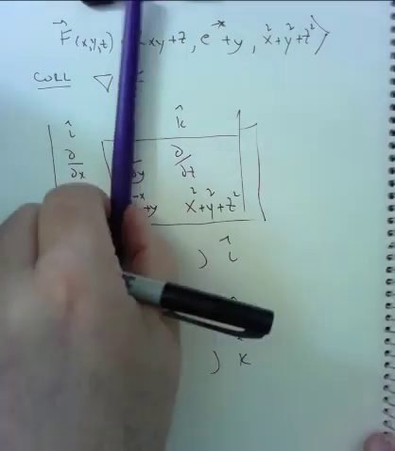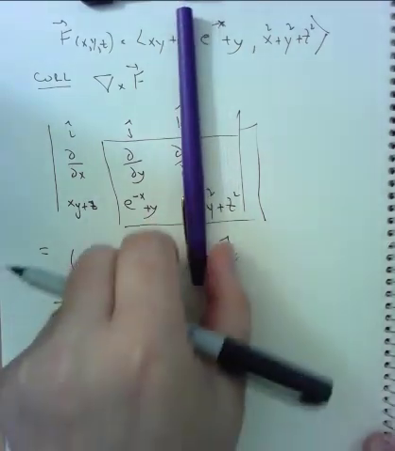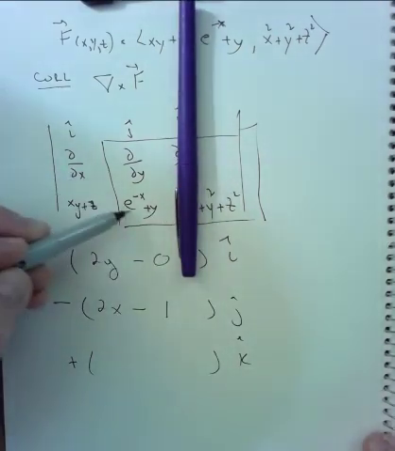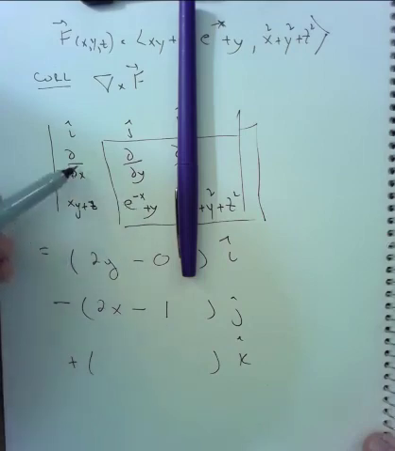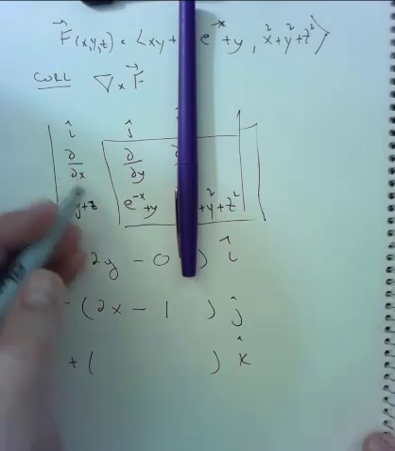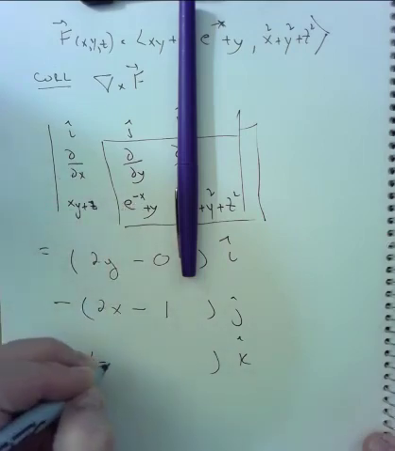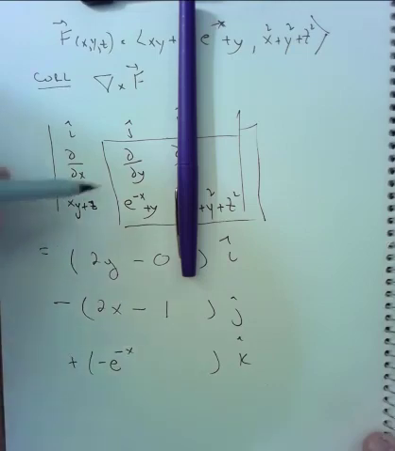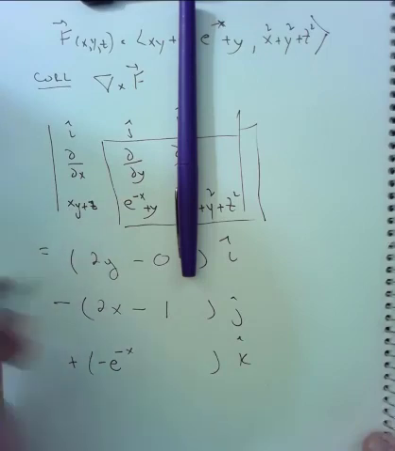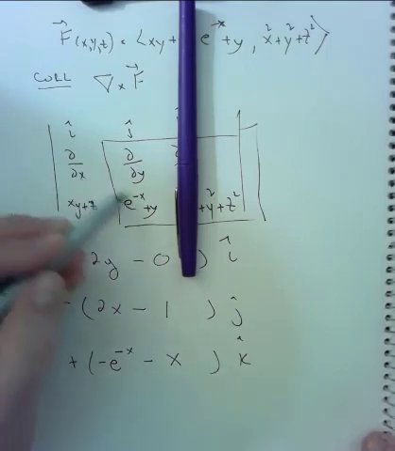And then we go to k, block out that column, and now we do this connection. Derivative with respect to x of e to the negative x plus y is e to the negative x. And then this connection, derivative with respect to y of xy plus z, is x, and we're subtracting this connection minus that connection.